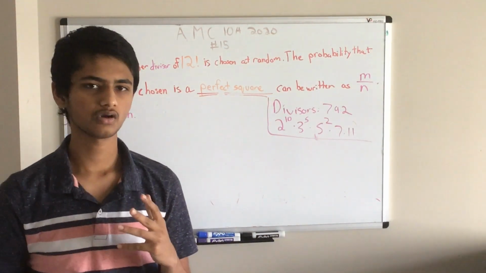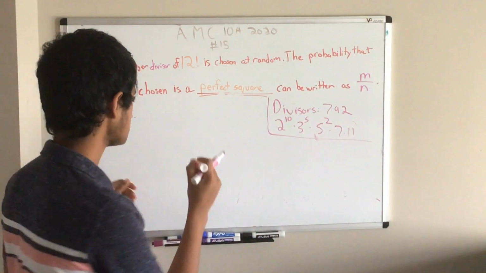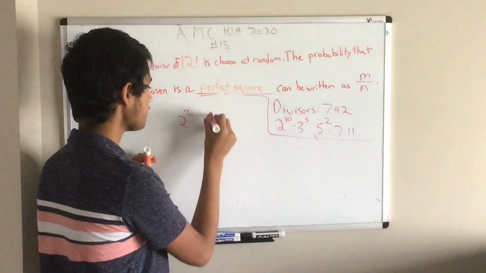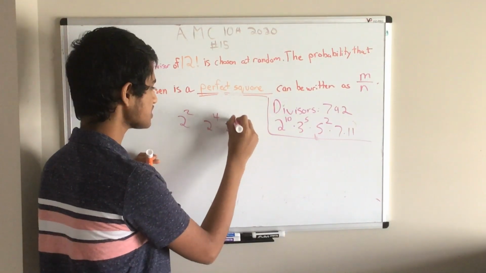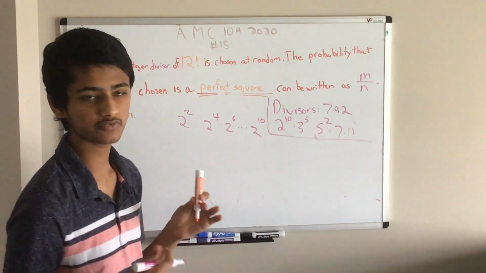Well, what is a perfect square? A perfect square is when the exponent is a multiple of 2. So, for example, 2 squared is a perfect square. 2 to the power of 4 is a perfect square. 2 to the power of 6, and so on, all the way to 2 to the power of 10. And we can combine these perfect squares.